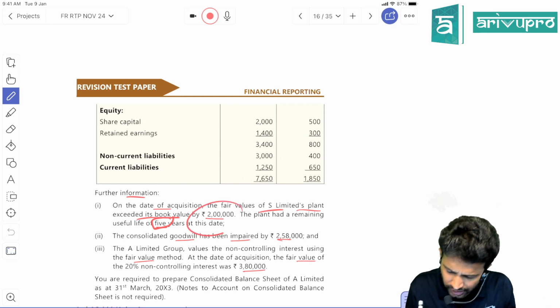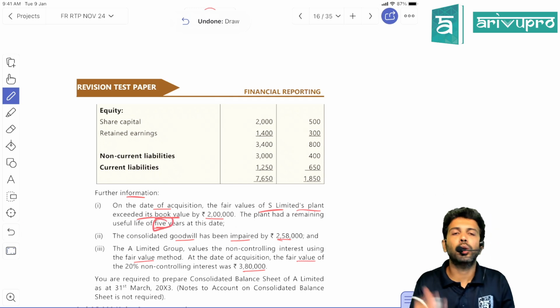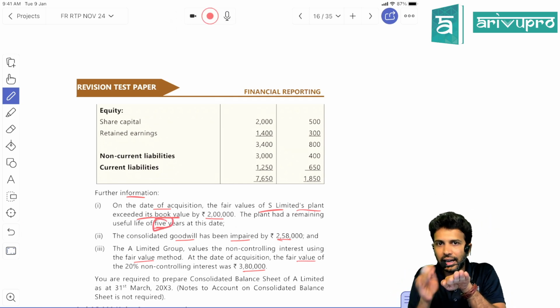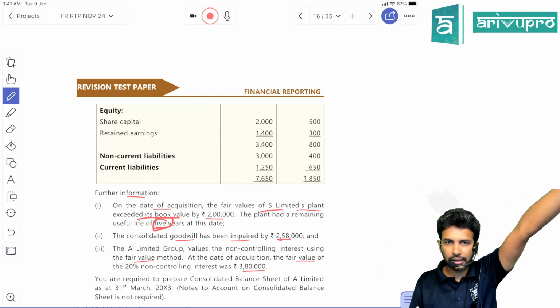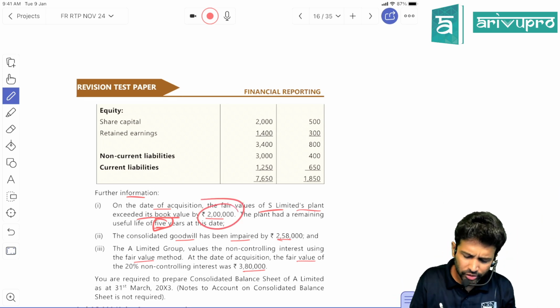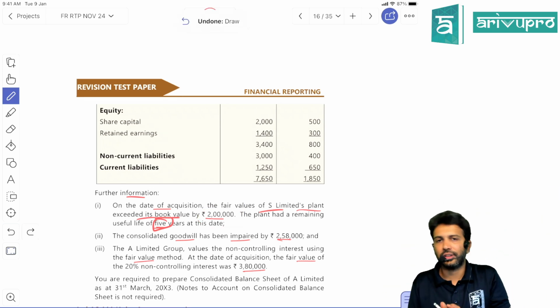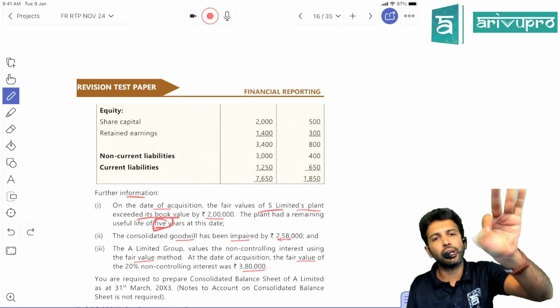So there is a fair value increase in one of the assets for 2 lakh. For consolidation purpose, we are not taking carrying amount. We are taking 2 lakh more. Since we are increasing the asset value by 2 lakh, we also have to calculate additional depreciation on this 2 lakh rupees. This is not a mistake. Okay, all these are consolidation adjustments.